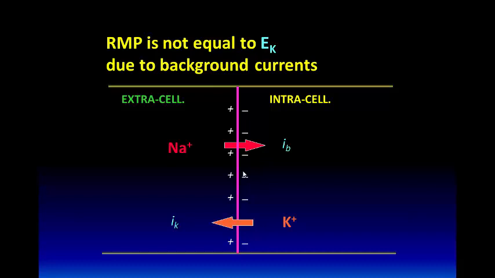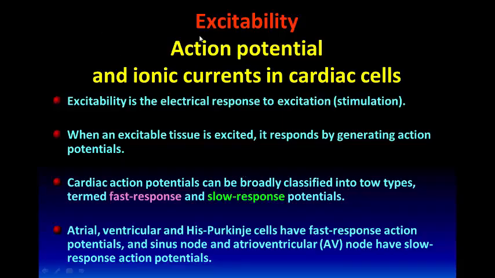So now, having finished with the description of the resting membrane potential, and knowing that the resting membrane potential is essentially due to the efflux of potassium, let's describe the electrophysiological properties of the heart in more detail. We will first describe excitability, then autorhythmicity, and in the latter part of the lecture we will describe conductivity. So let's first describe excitability.